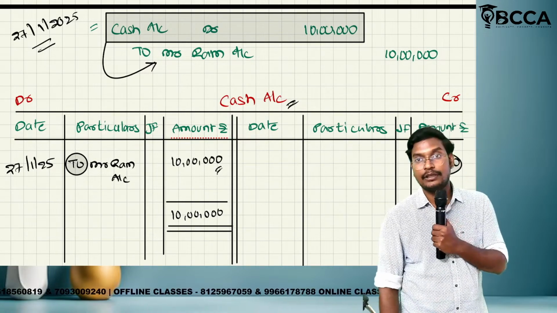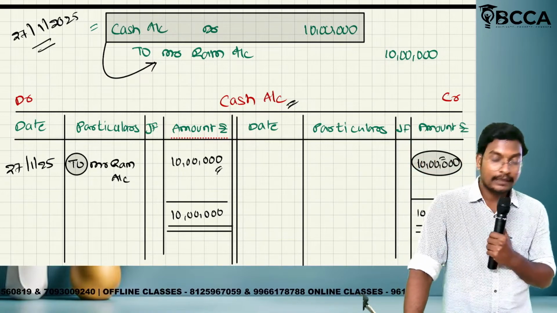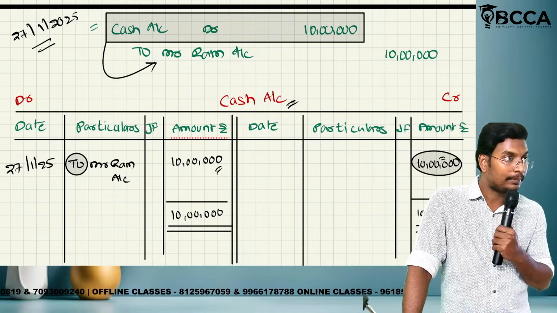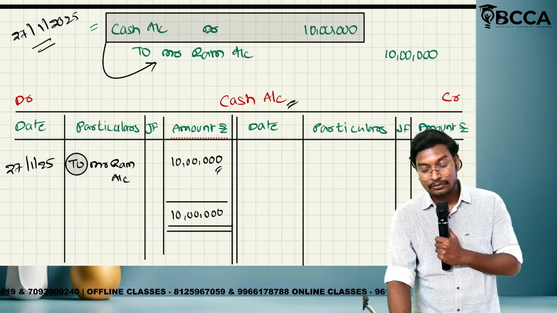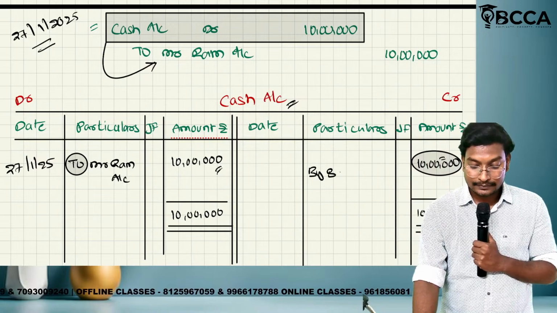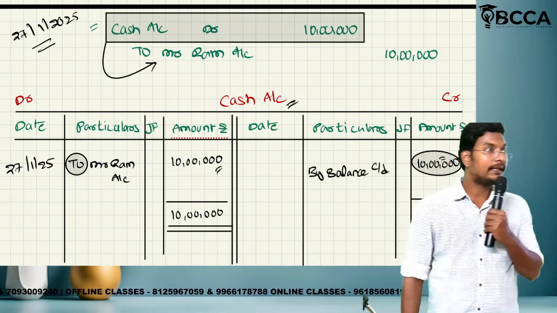In the credit side, is there any transaction? No. There is no transaction. So what is the balance amount? 10 lakh. So like this we have to do the balancing. Now for this, what do we have to write? We have to write by balance carried on.